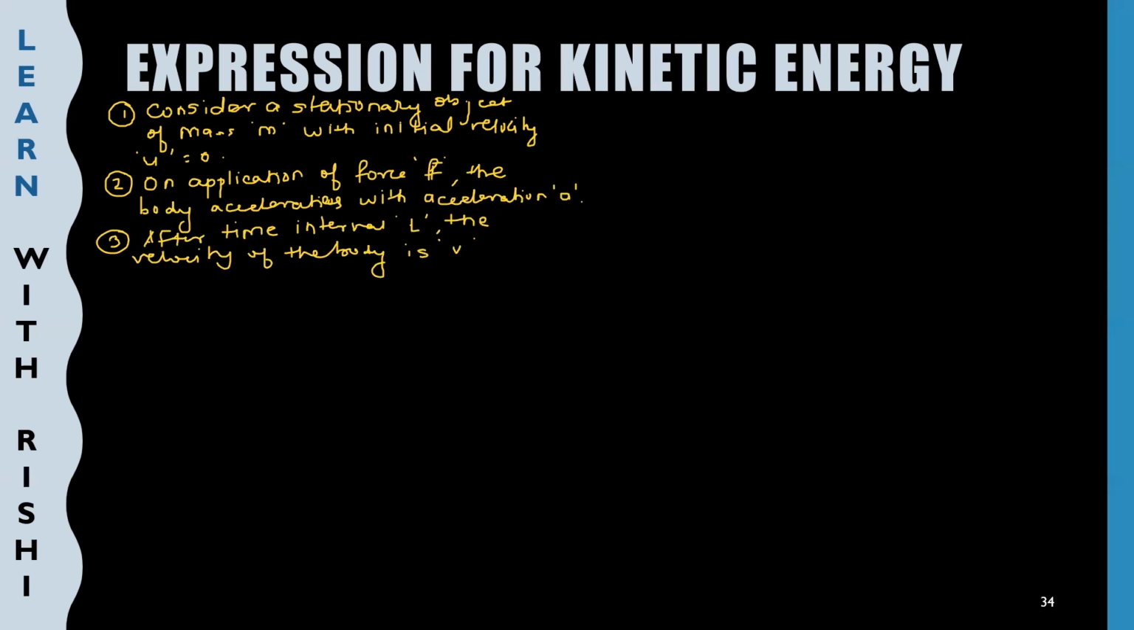So this is our description of the body. First, we have considered a stationary body of mass m. Initial velocity is u, that is 0, because it is a stationary object. When we applied a force F, the body accelerated with acceleration a. And after some time interval t, the velocity of the body is v.